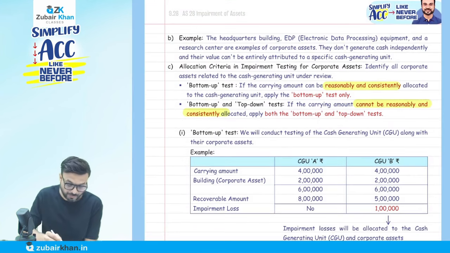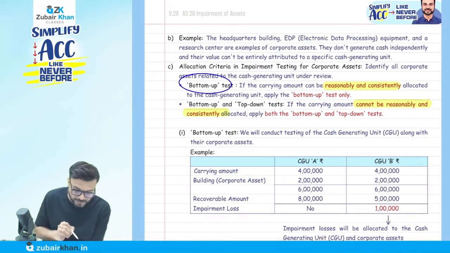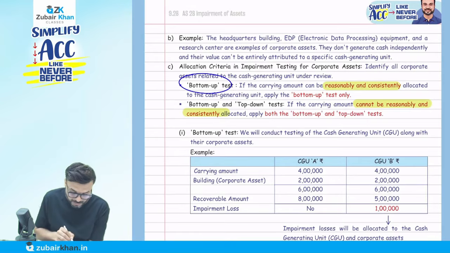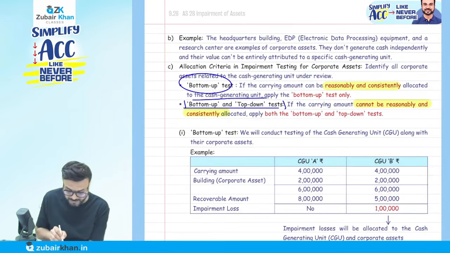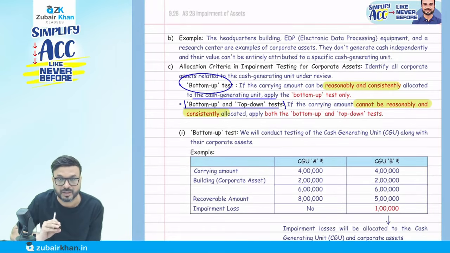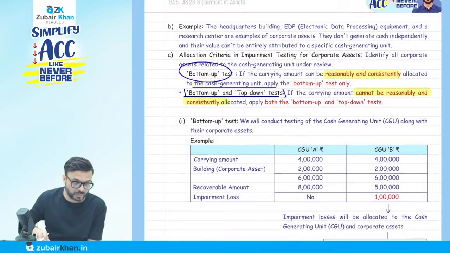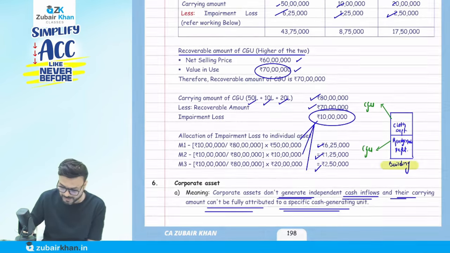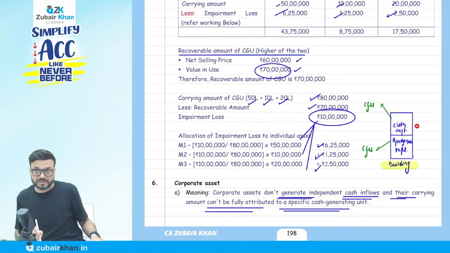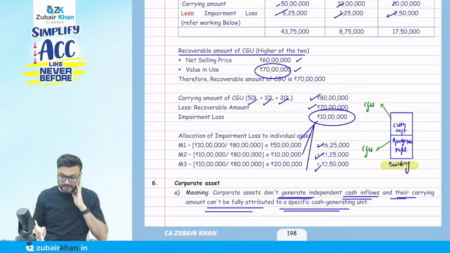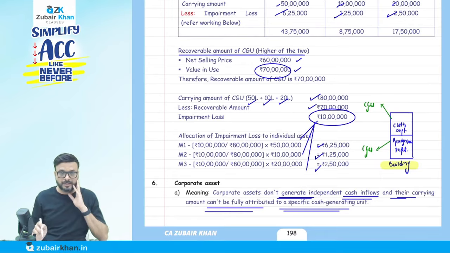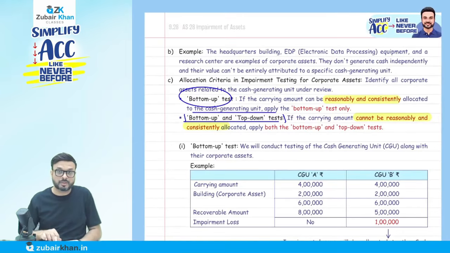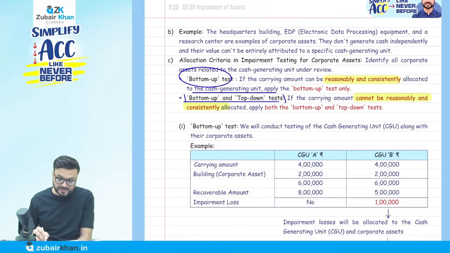So there are two methods. First is the bottom up test method, and second is the bottom up and top down test. Not technical words, but very simple. If I know how much of this building is used by the cloth department and the ready-made department, then I'm going to use the first approach, the bottom up test. I can allocate reasonably and consistently.